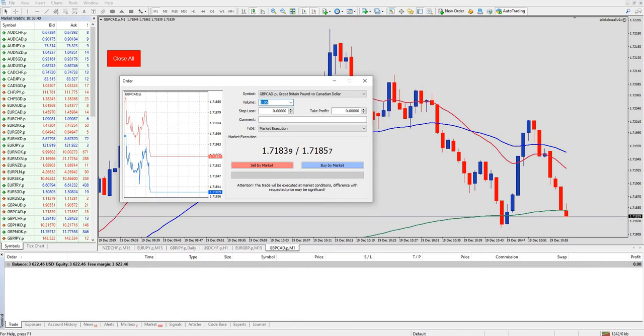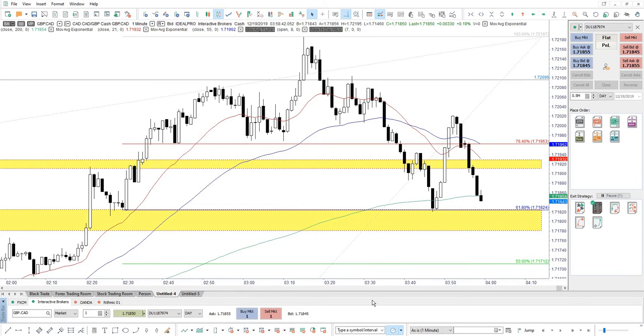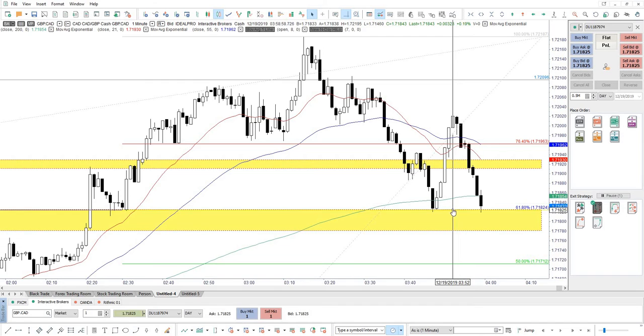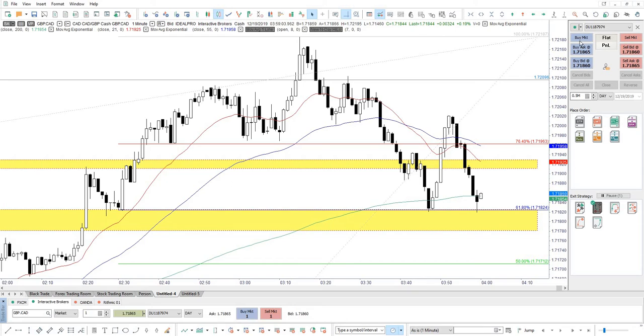I'm ready with the trades, with the order window rather, to enter quickly. See, the bounce was around 72, almost 18 pips. So let's see if we get this trade.